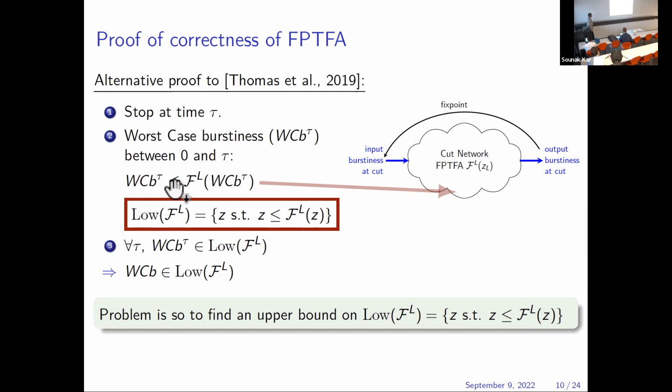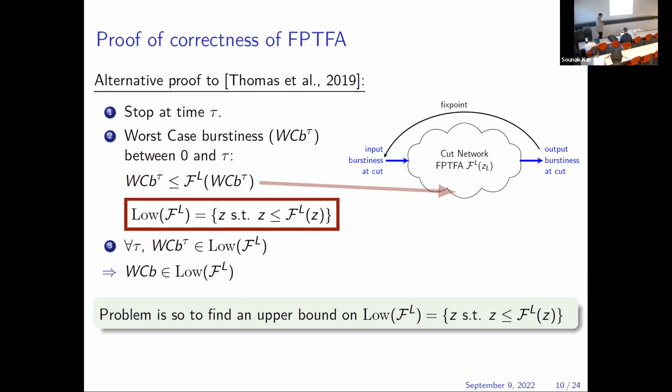So the worst case burstiness at tau is less than or equal to FL of the worst case burstiness at tau. And we define this set, which is very important for the rest of the presentation also, which is the set of all Z such that Z is less than or equal to FL of Z. And we see that this worst case burstiness at tau belongs to this set. And as it is valid whatever the tau we consider, the worst case burstiness belongs to this set whatever the tau. So the problem is now reduced to finding an upper bound on this specific set.